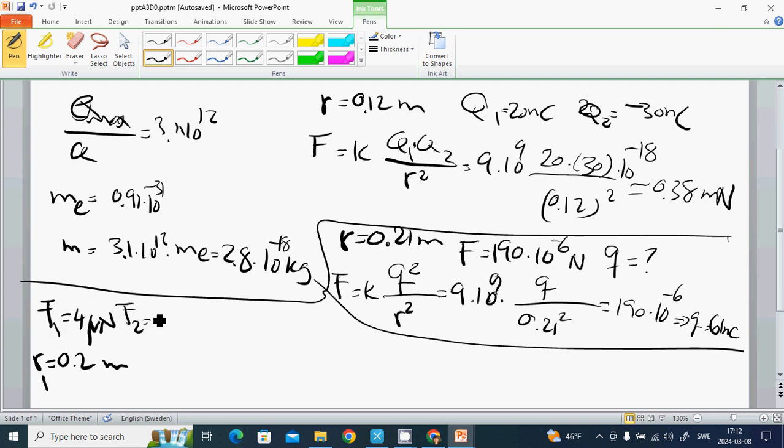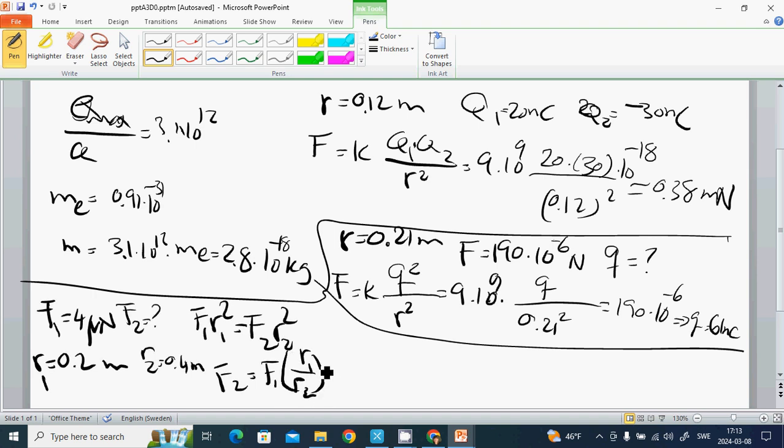What is F2 if R2 is 0.4 meter? Then, K and Q are the same, so F1 R1 squared equals F2 R2 squared, then F2 equals F1 times R1 divided by R2, to the power of 2. It is 4 multiplied by 1/2 squared, which is 1 micronewton.